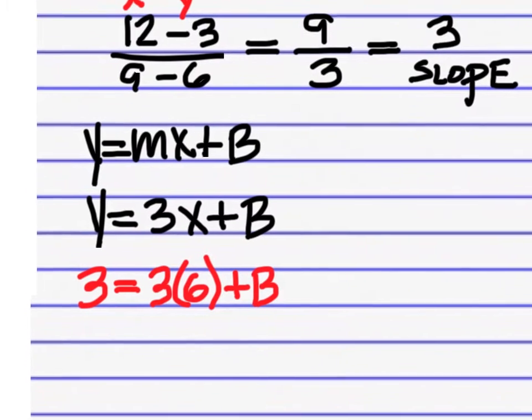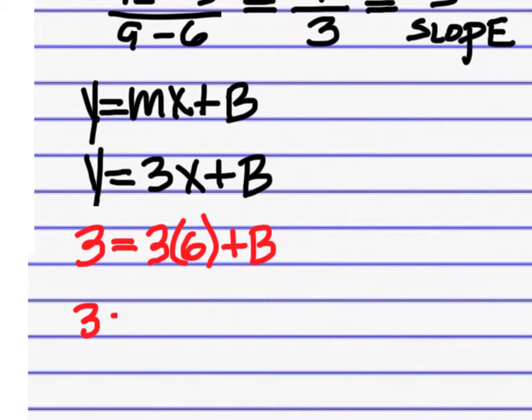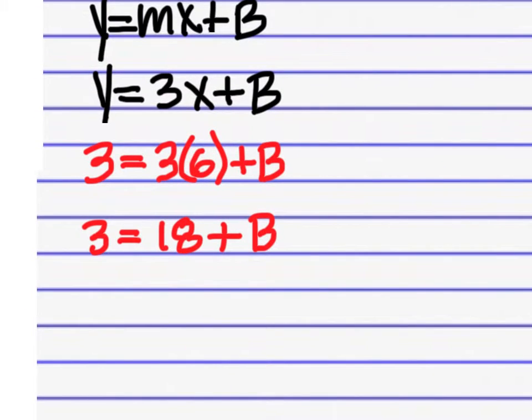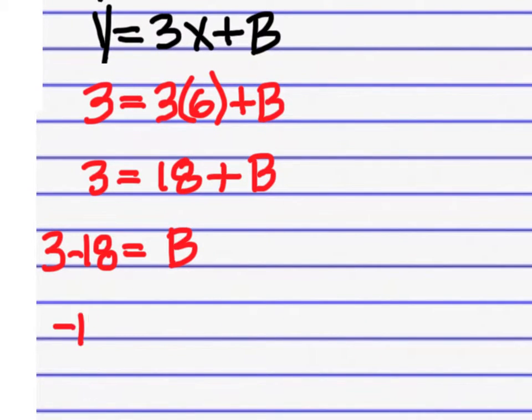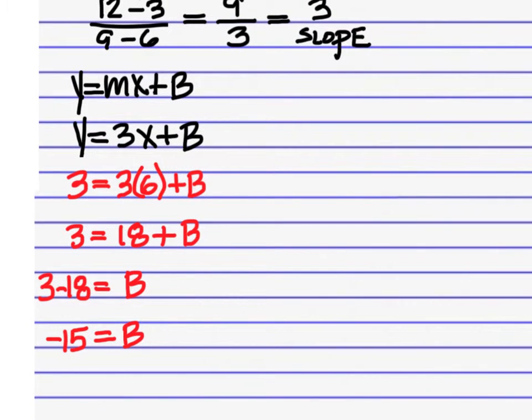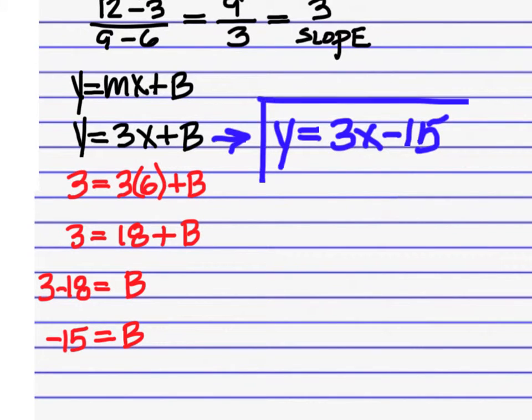3 times 6 is 18. Move that 18 to the left. Change the sign. And then simplify. That's a negative 15. So that negative 15 is going to have to go back in up here for b. That gives us y equals 3x minus 15. That's the equation of the line that passes through those 2 points.